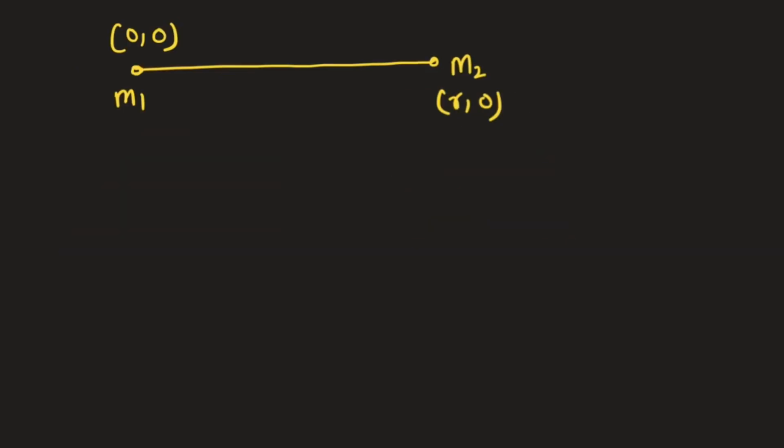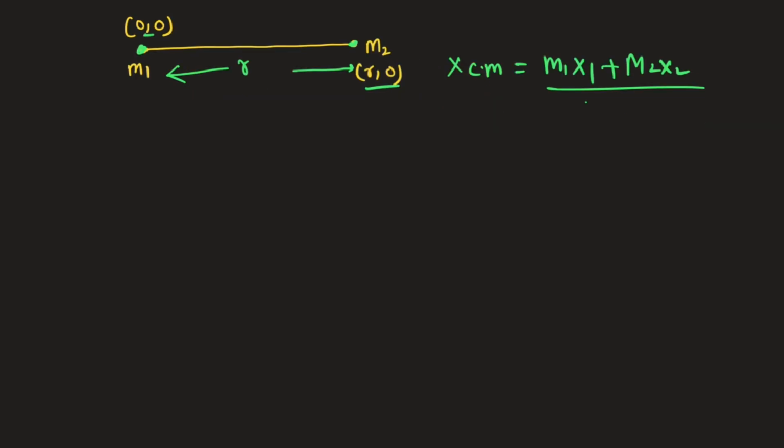A simple example I am taking, a very simple example. Let's say the mass of this one is m1, the mass of this one is m2. The coordinate of this one is 0 comma 0, the coordinate of this one is r comma 0, meaning the length of this rod is r. Now if you have to calculate the center of mass, only x_cm I will write, that is m1 x1 plus m2 x2 divided by m1 plus m2.